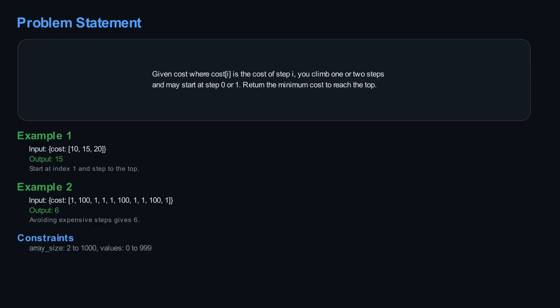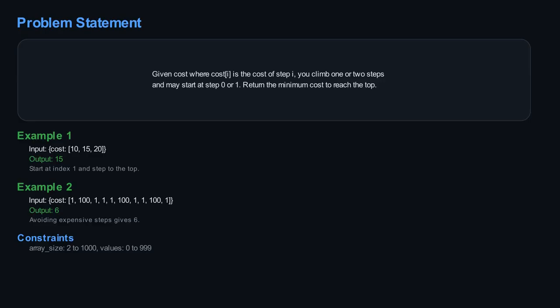However, we can also start at the second step, which has a cost of 15, and then climb one step to the third step, which has a cost of 20. The total cost would be 15 plus 20 equals 35. As we can see, the minimum cost to reach the top of the staircase is 35. This problem is non-trivial because we need to consider all possible paths to the top of the staircase and find the one with the minimum cost.